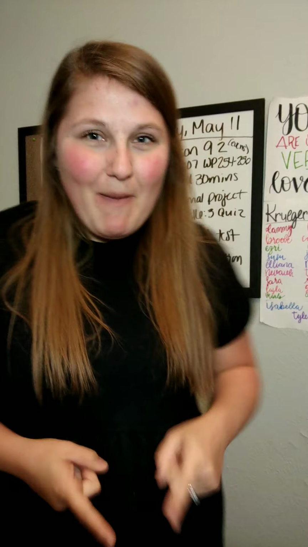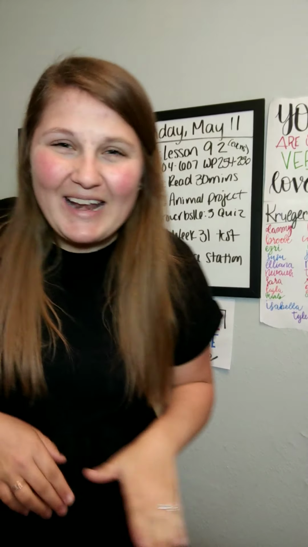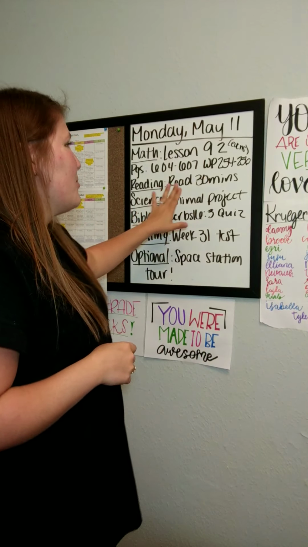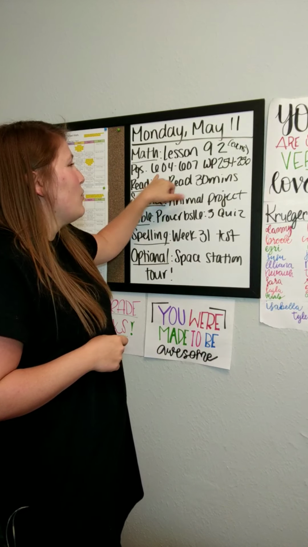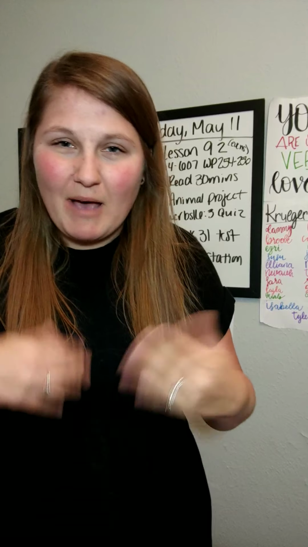So let's talk about what you're going to do today. You're going to start off with math. We are on lesson 92, which is dividing numbers by two-digit numbers, okay? A couple things about that. Number one, you can go to your textbook and read through pages 604 through 607. They'll work through some problems and show you how to complete them, how to process that.